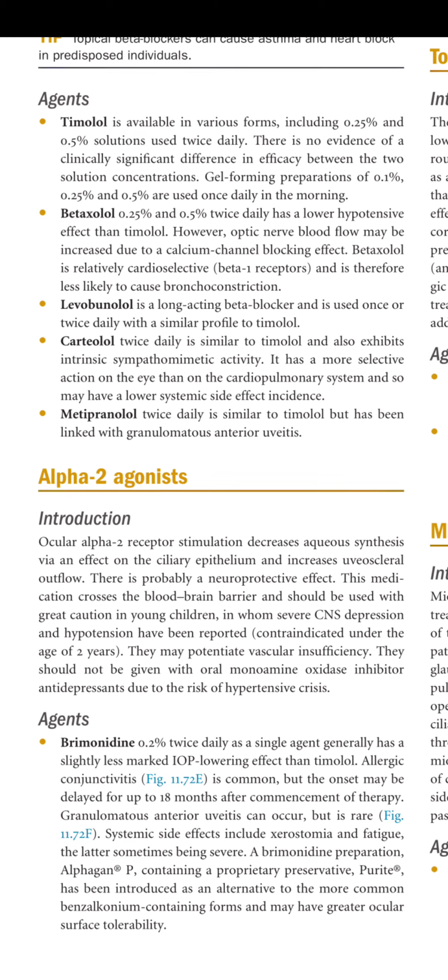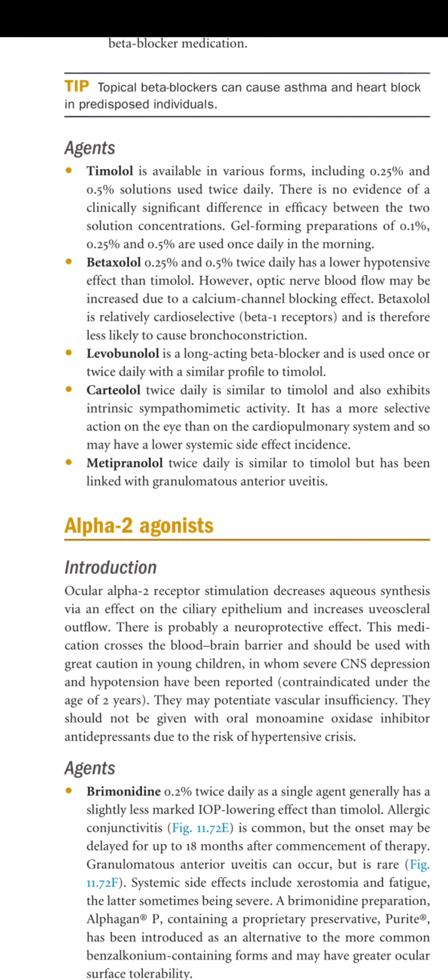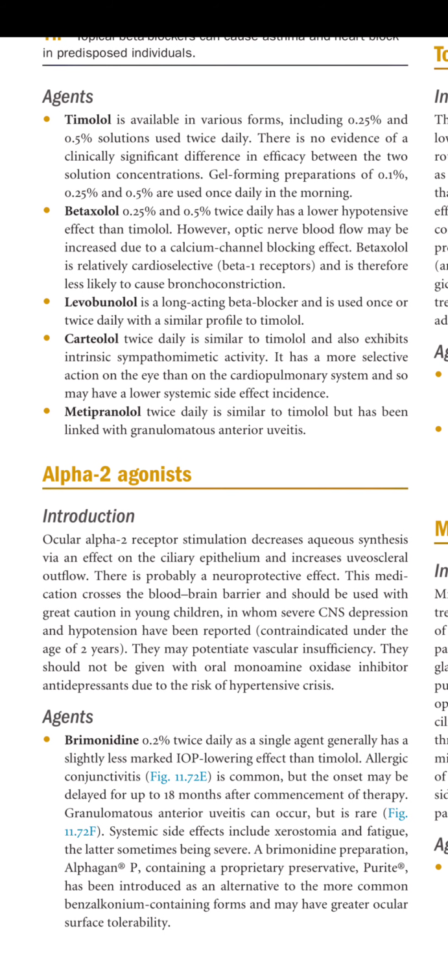So there are certain agents, brimonidine and apraclonidine. They are the alpha 2 agonists. Brimonidine 0.2% twice daily as a single agent generally has a slightly less marked IOP lowering effect than timolol. Allergic conjunctivitis is common. So always remember that allergic conjunctivitis is a side effect of brimonidine, whereas blepharoconjunctivitis is a side effect of the carbonic anhydrase inhibitors.